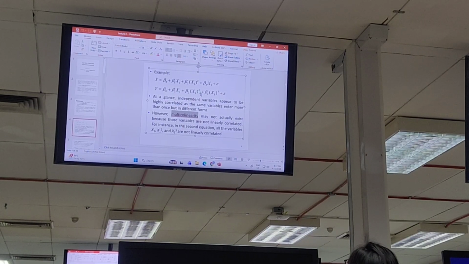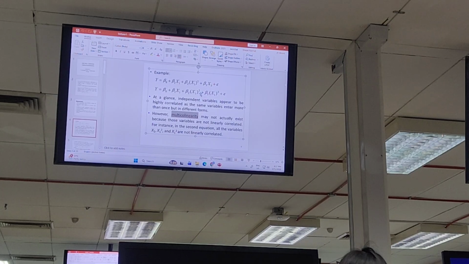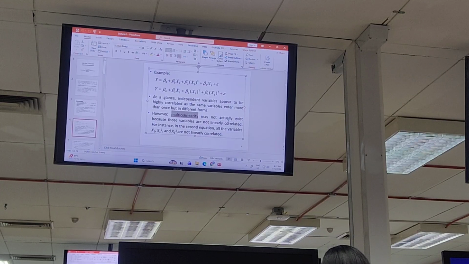Collinearity is when you can write, for example, x1 equal to how many times the other x. But in this case, x1 and x1 squared: if you are not able to write x1 equal to how many times x1 squared, or how many times x1 to the power of 3, then you don't have the problem of collinearity. For instance, in the second equation, the variables x1 squared and x1 to the power of 3 are not linearly correlated.